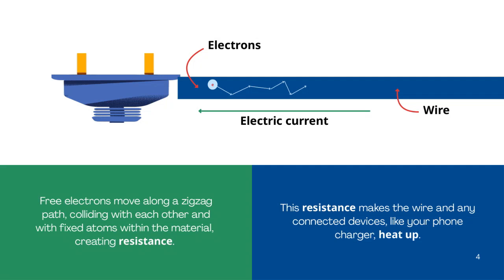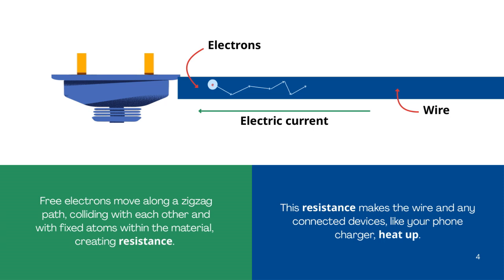Let's talk about electric current and the role of resistance. When electric current flows through a wire, this resistance causes the wire, and any devices connected to it, like your phone charger, to heat up. Now, what's happening at a microscopic level? Free electrons are moving along a zigzag path, colliding with each other and with the fixed atoms inside the material. These collisions create resistance, which is what makes the wire resist the flow of current. Think of it as a kind of friction within the material that slows down the electrons.